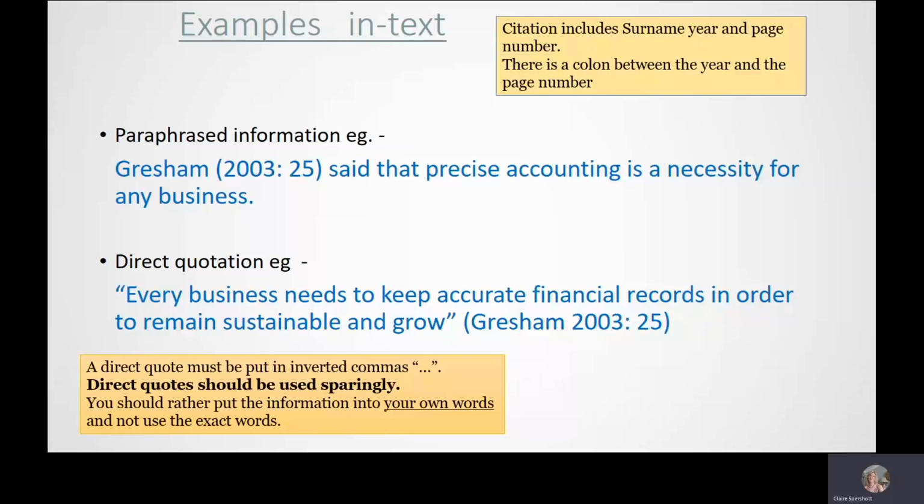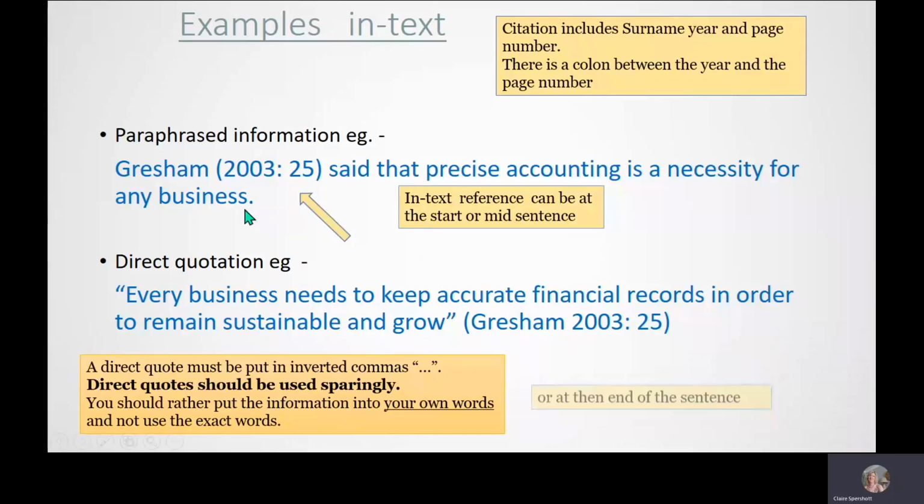It doesn't actually matter where you put the citation. You could put it at the beginning of your sentence if it flows better that way, and this one says Gresham and then puts the year and the page number, or you could make your statement and then add your reference at the end. As I said, it doesn't really matter so long as the sentence flows well.